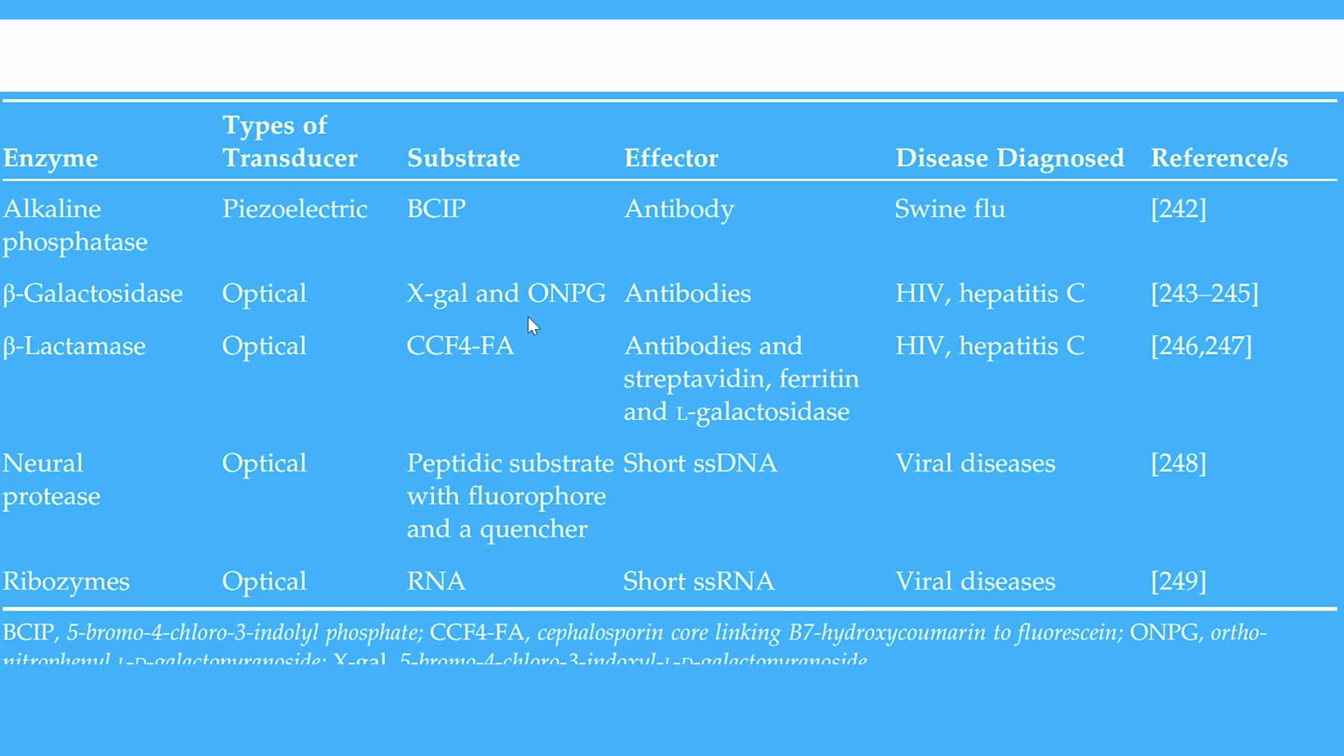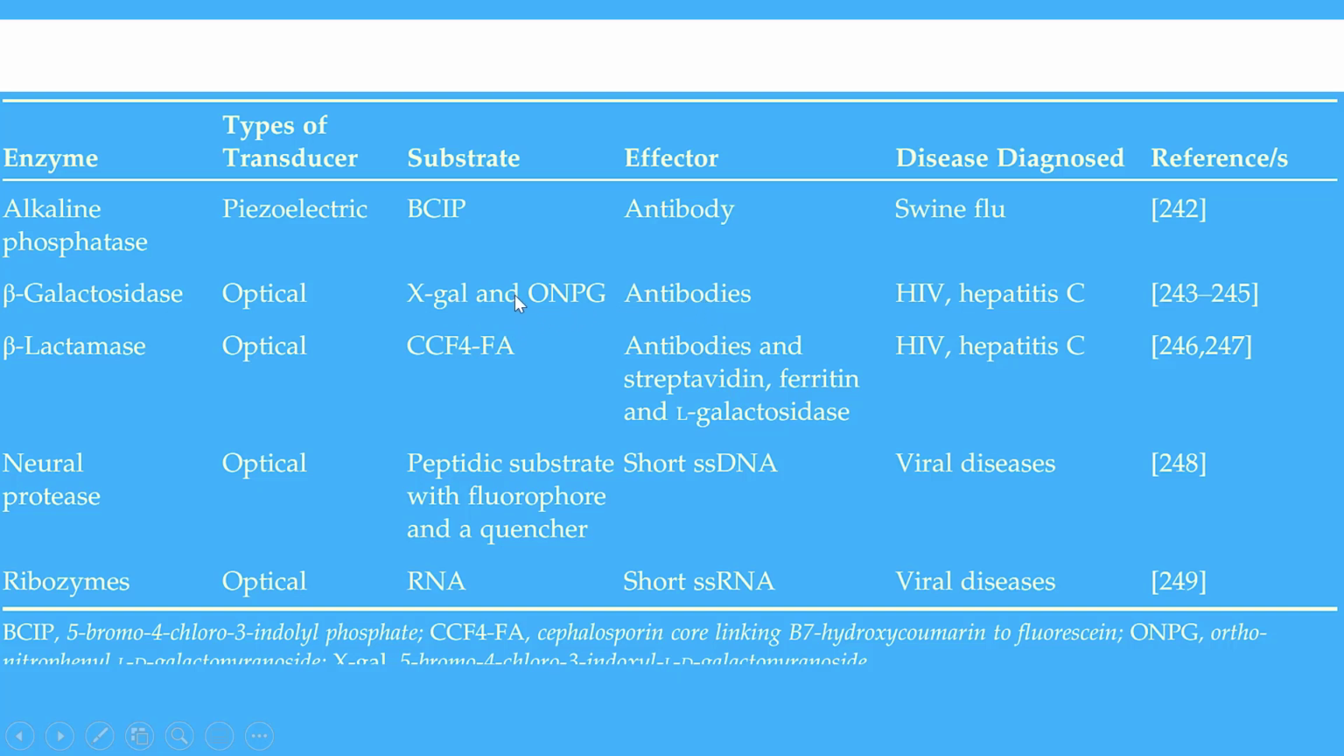For detection of gene expression, these are used with antibodies for the diagnosis of diseases like HIV or hepatitis C. Here the effector molecules are antibodies, which will recognize those peptides. If you take the example of HIV, it displays an antigenic peptide. That is recognized by these antibodies, and this is indicated by the chromogenic substrates converted by this beta galactosidase.